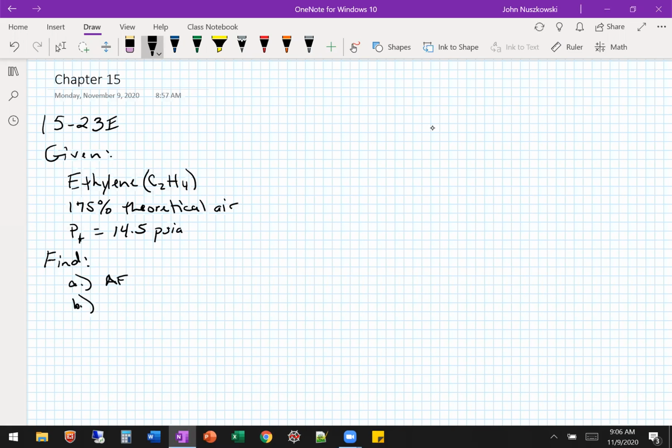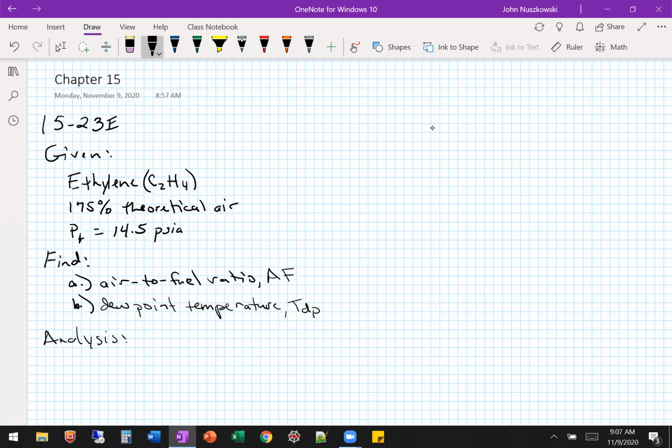And they want us to find the air to fuel ratio and the dew point. Let me write out what that is. Air to fuel ratio and dew point temperature. Real quick, what's the subscript on the P in the givens? Total T. Okay, gotcha. Thank you.